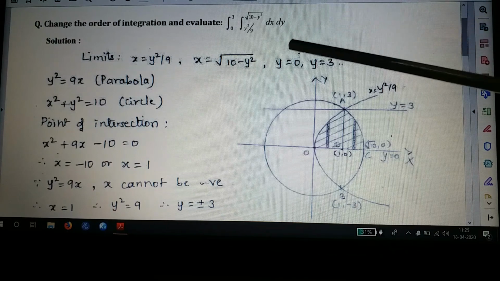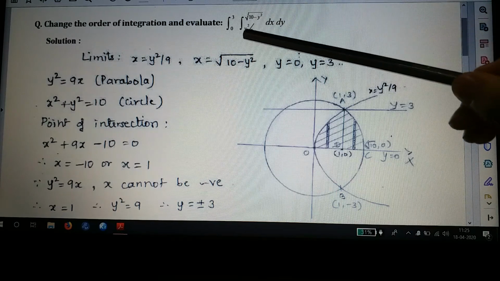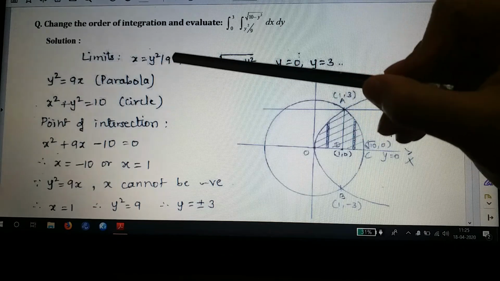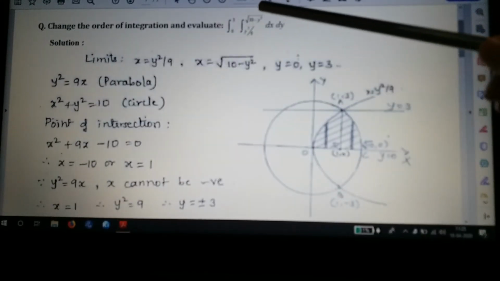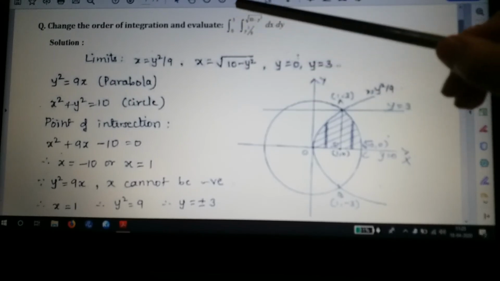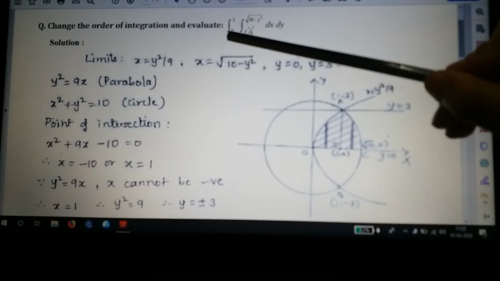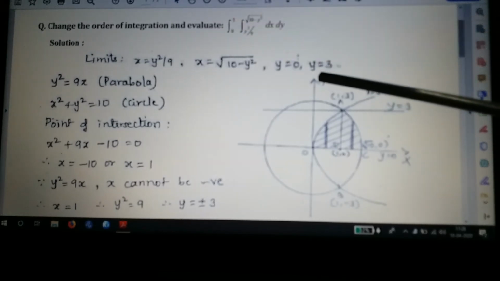For that, first of all, we have to write all the limits. Okay, let us start with the lower limit. Here the limit is x equal to y square by 9. Upper limit is x equal to root of 10 minus y square. Then coming to the outer integral, these are limits for y. So lower limit is y equal to 0 and upper limit is y equal to 3.